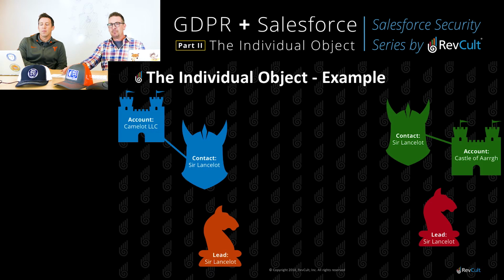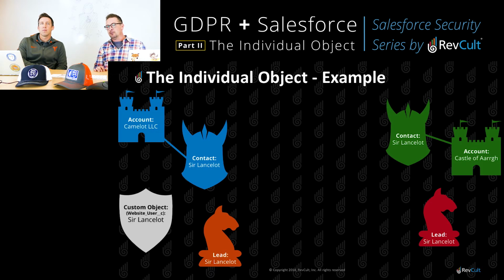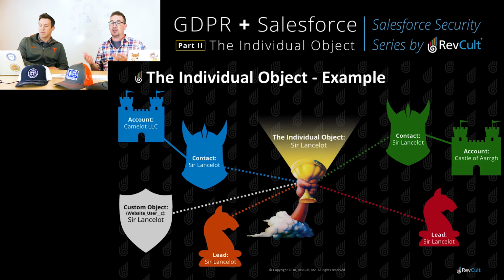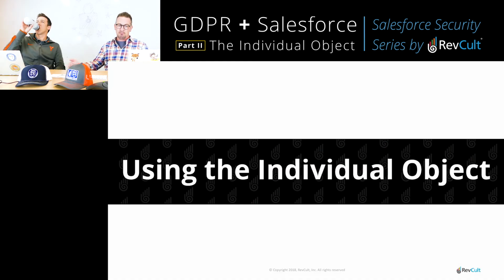And then maybe you've got your org set up to kind of serve as a back end for your website, and you store your website user information there as well so that you can manage passwords and things like that from your service desk. So now you've got this wealth of information about Sir Lancelot, but it's all disjointed and it's all over the place. And so the purpose of the individual object is to really serve as this unifying central kind of hub for that information.